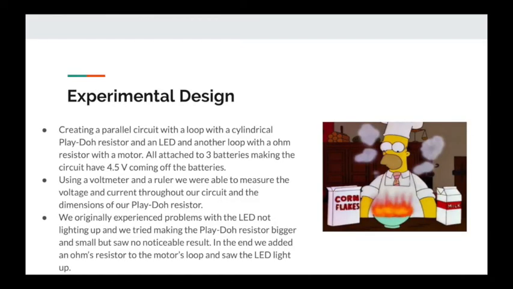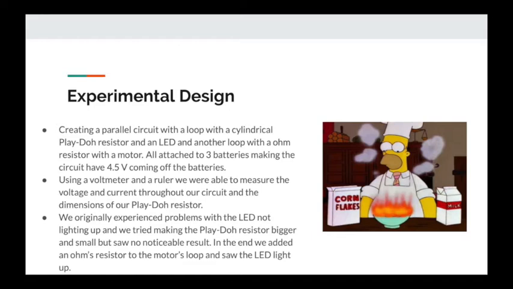For our experimental design, we created two parallel circuits, one loop containing the cylindrical Plato resistor as well as an LED light, and the other loop containing an ohmic resistor and the motor. Using a voltmeter and the ruler, we were able to measure the voltage and the current through our circuit and the dimensions of our Plato resistor.